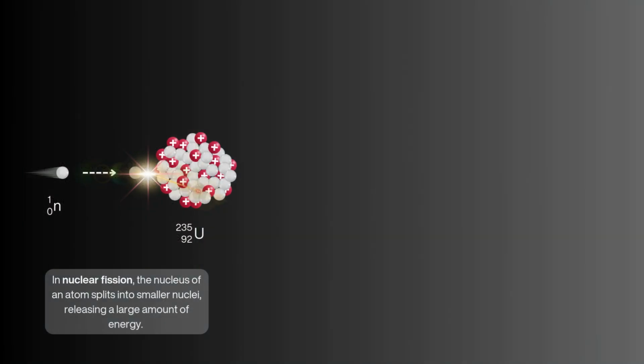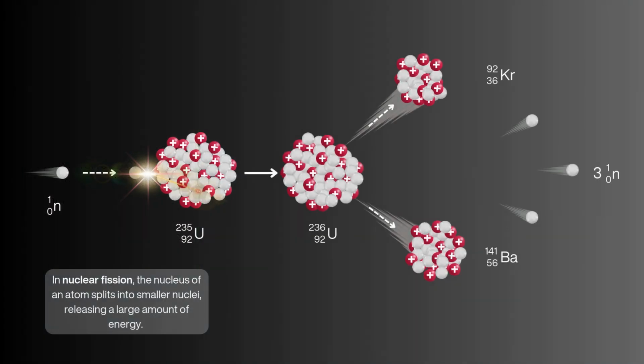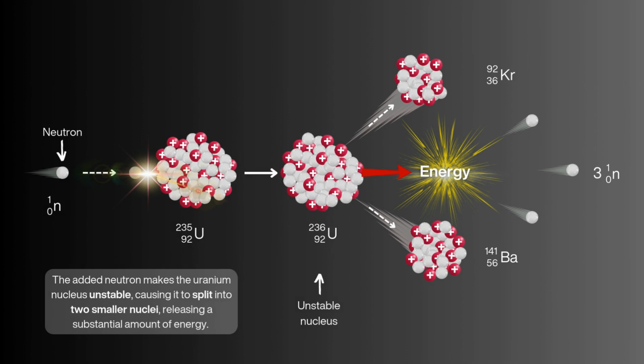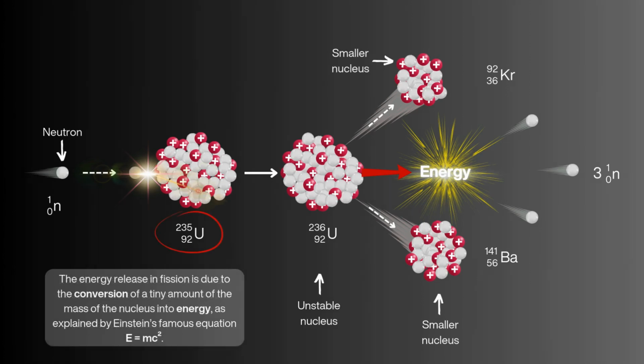In nuclear fission, the nucleus of an atom splits into smaller nuclei, releasing a large amount of energy. This process is typically initiated when a heavy nucleus, such as uranium-235, absorbs a neutron. The added neutron makes the uranium nucleus unstable, causing it to split into two smaller nuclei, releasing a substantial amount of energy. The energy release in fission is due to the conversion of a tiny amount of the mass of the nucleus into energy, as explained by Einstein's famous equation E equals mc squared. We will further explore the exact process in an upcoming unit.